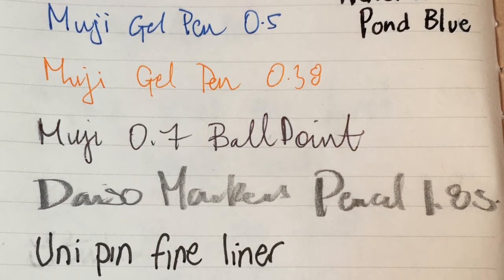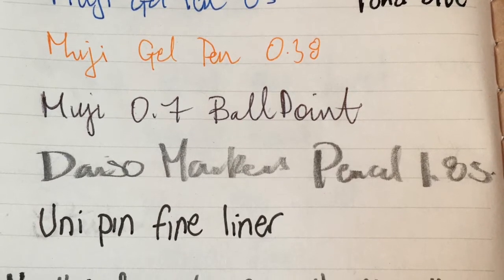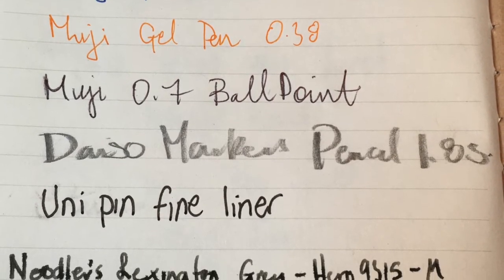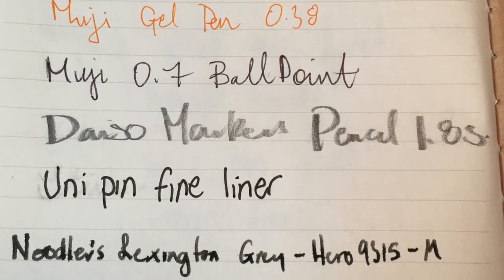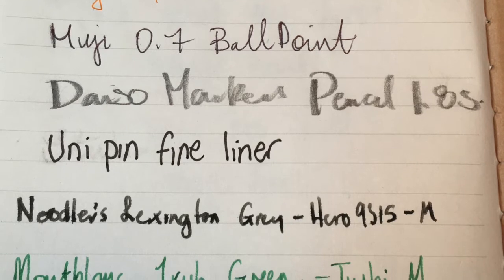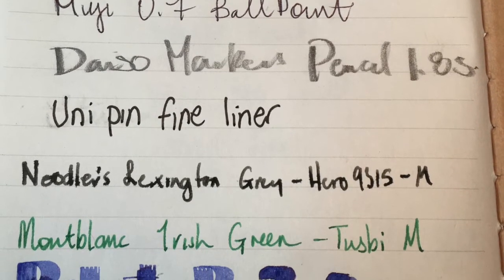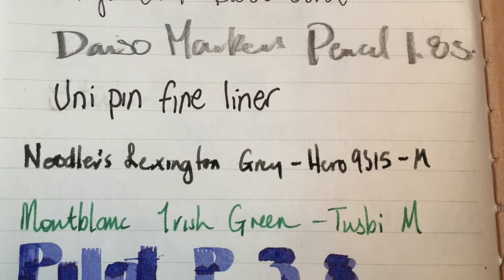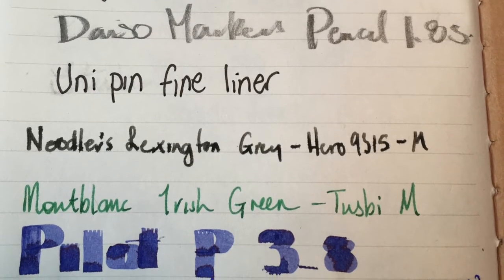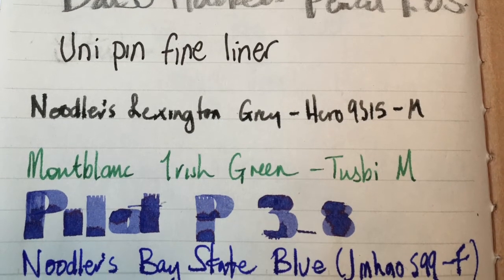A pencil, at that point it was the Daiso markers pencil, which is a rectangular lead, Unipin fineliner, Noodles Lexington Grey, Mont Blanc Irish Green in a Twsbi medium, Waterman Serenity Blue in the Pilot Parallel 3.8, and as you can see, we've got some sheen, that red sheen sort of coming through, which is very cool.